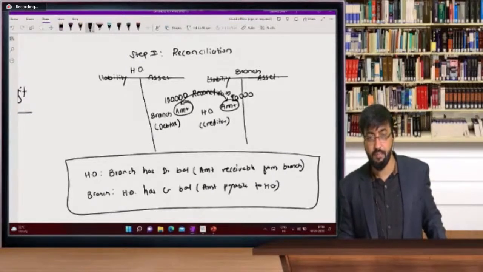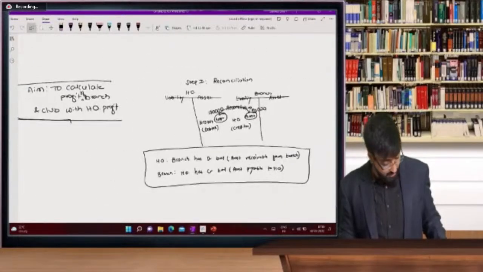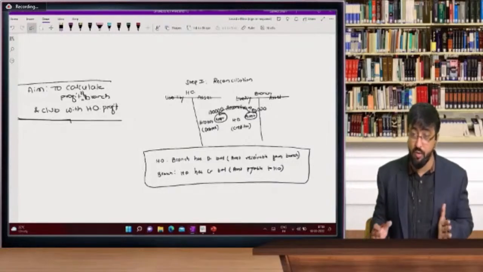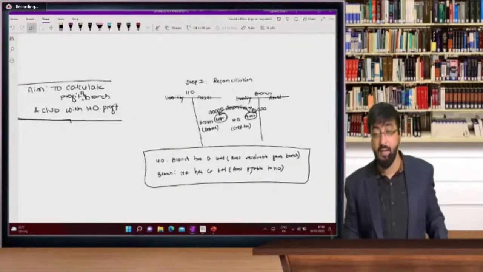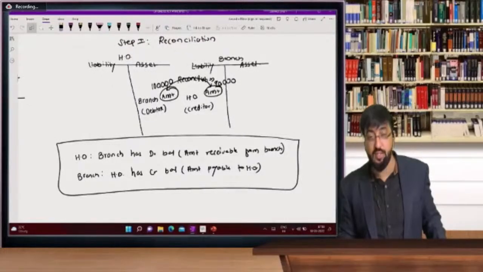Reconciliation: 1 lakh rupees is the asset balance, and 90,000 is what HO is showing on the liability side. That is called reconciliation. Now, Mukta, are you getting this concept? Independent branch and foreign branch are not the same. Please focus on this important point, independent branch. What is reconciliation? These balances are not matching.